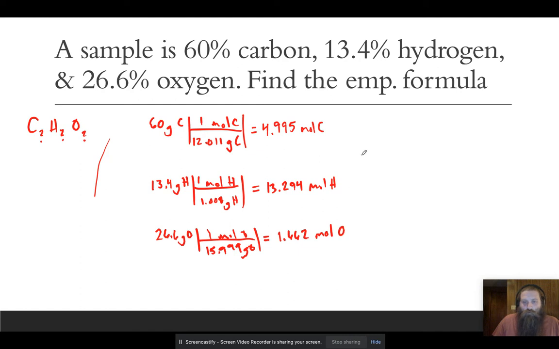So we're going to divide by the smallest. So all 3 of those numbers, hopefully you see the smallest is 1.662. So 4.995 divided by that number gives me 3.00. So that's 3. I'm going to do the same thing with my 13.29.